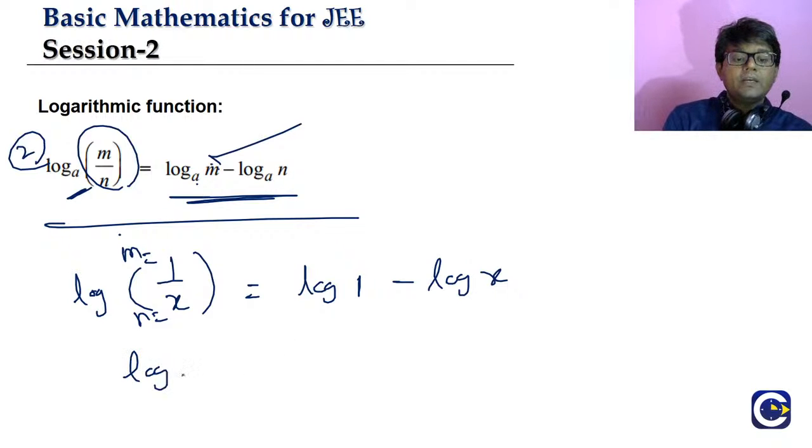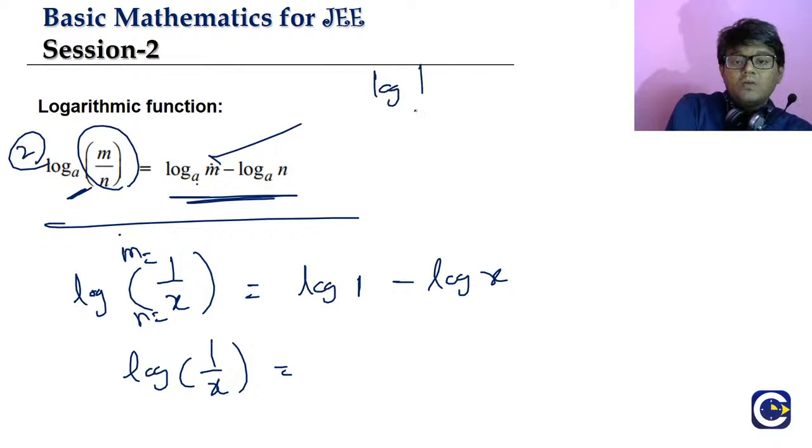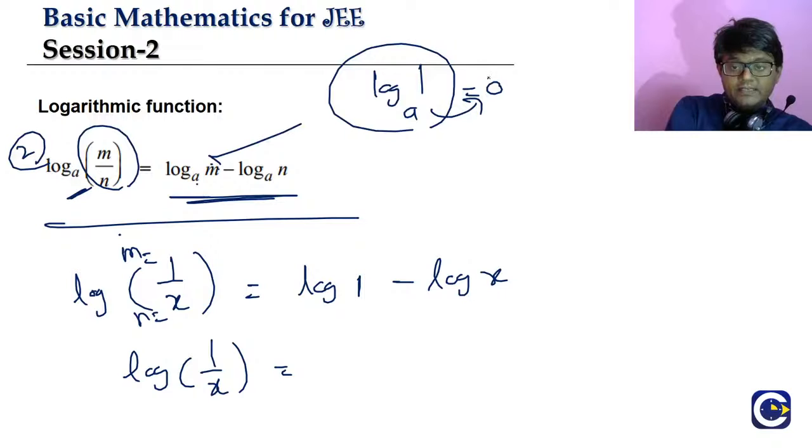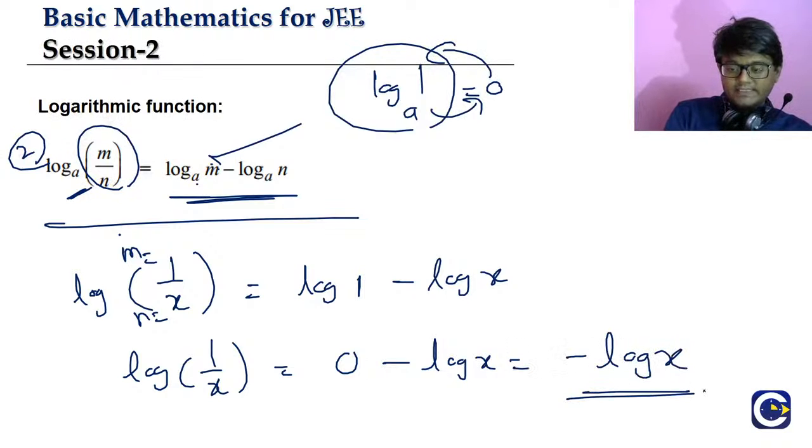So what we are saying? Log of 1 by x is equal to log 1 minus log x. What is log 1? Log of 1 to the base any value. Remember, log 1 to the base any value. What is it? 0. Because any number, when we raise it to the power 0, we will get 1, isn't it? So this is 0 minus log x. So what is it equal to? Simply minus log x.